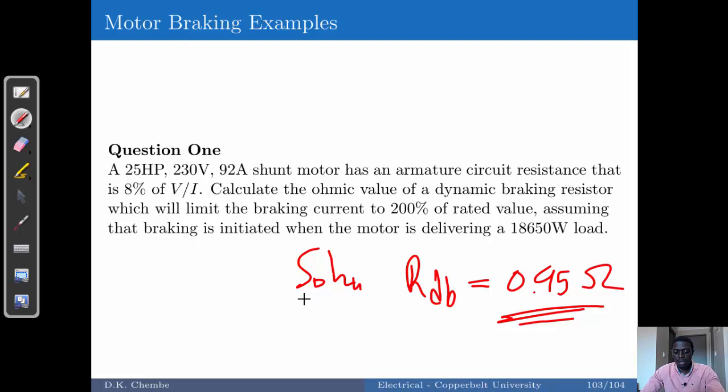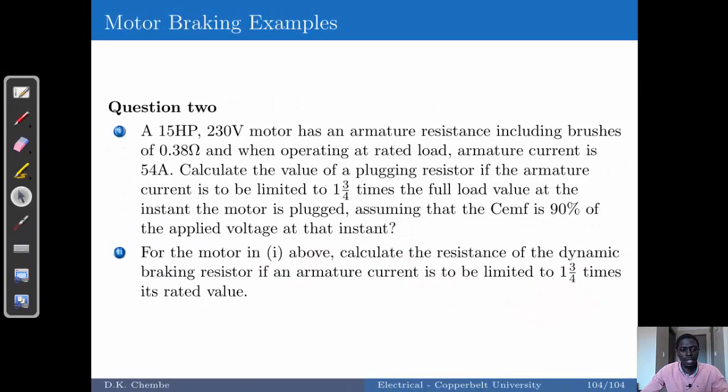The second question says we have a 15 horsepower 230 volts motor that has an armature resistance including brushes of 0.38 ohms, and when operating at rated load, armature current is 54 amps. You are to calculate the value of a plug-in resistor if the armature current is to be limited to 1 3/4 times the full load value at the instant the motor is plugged. In this case, we are assuming that the counter EMF is 90% of the applied voltage at that instant.